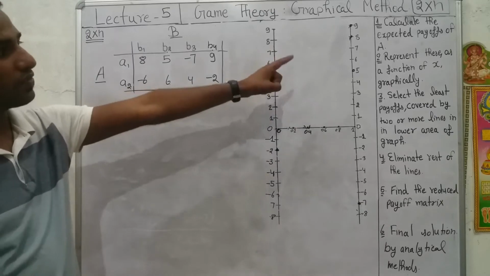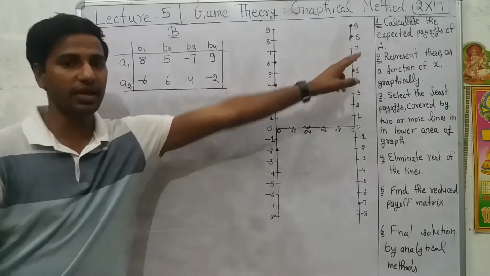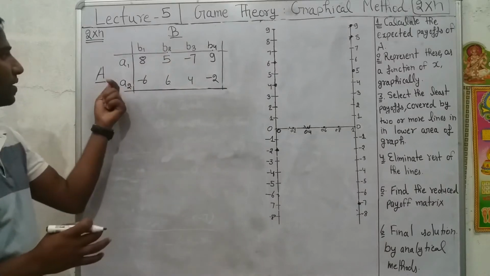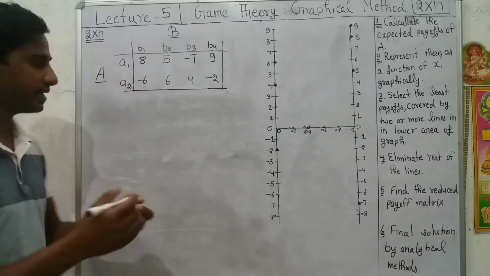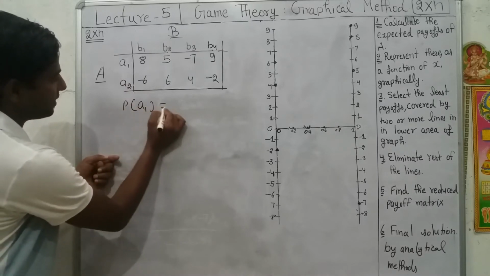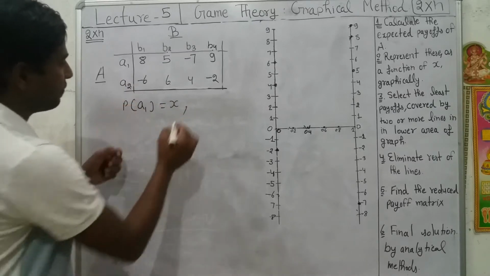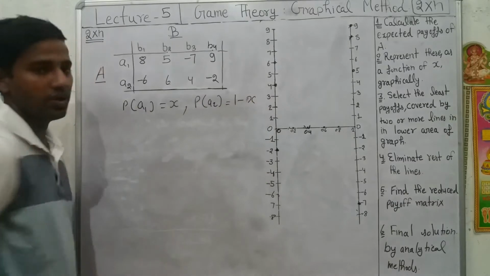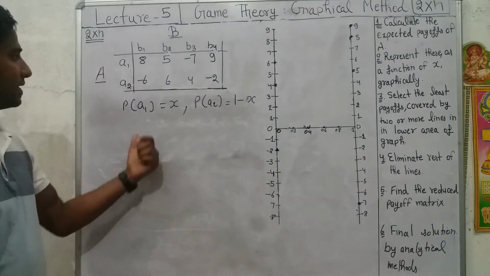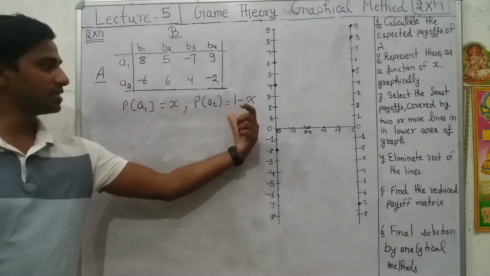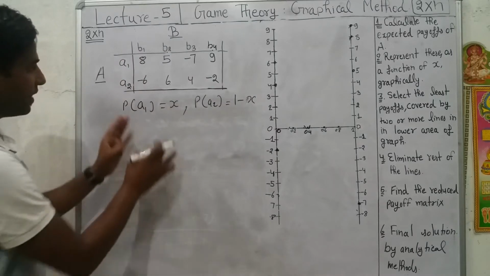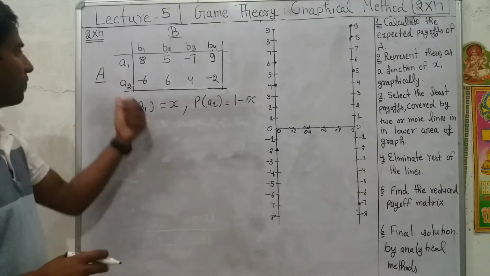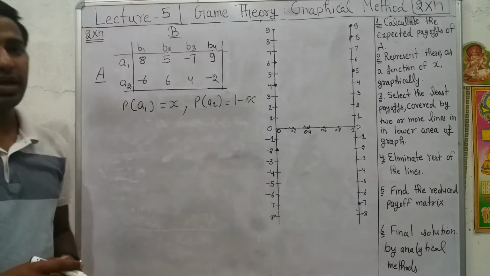In step 1 we need to calculate the expected payoffs of player A. Suppose company A is applying strategy A1 with probability equal to X, and the probability of applying strategy A2 is equal to 1 minus X. As the total probability of a player is 1, if the probability of strategy A1 is X, then the probability of A2 is 1 minus X. By applying this basic condition, we need to calculate the expected payoffs of company A in response to various strategies adopted by company B.